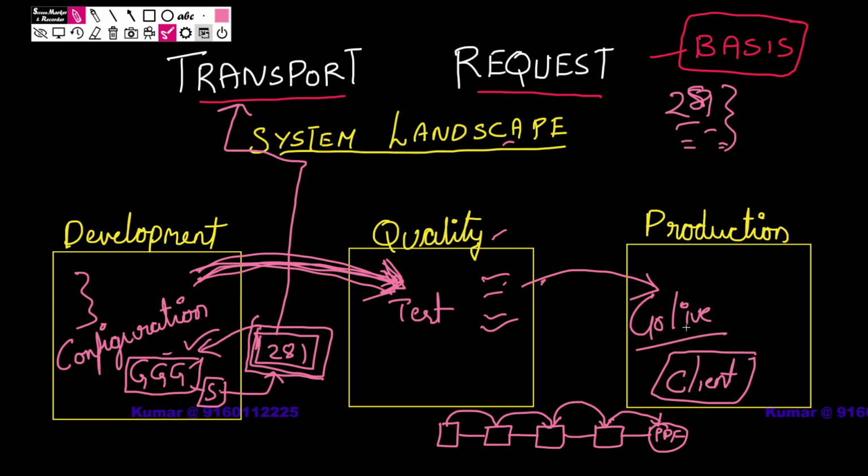To send these configurations from one server to another server, a transport request is used. The transport request is important to transfer the configurations from one server to another, and that will be done by the basis module person, not by us, not by FICO module consultants. We just need to remember in which number which configuration is saved. The number will be generated automatically.